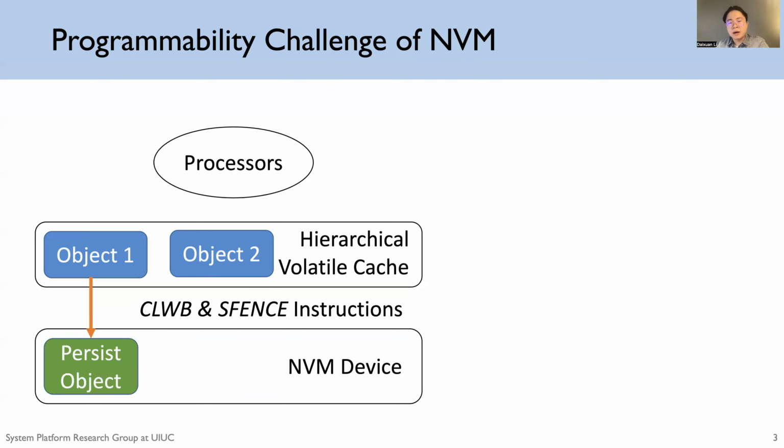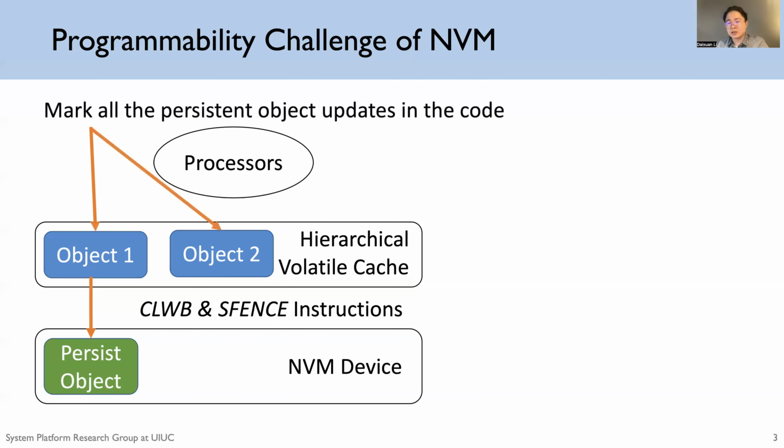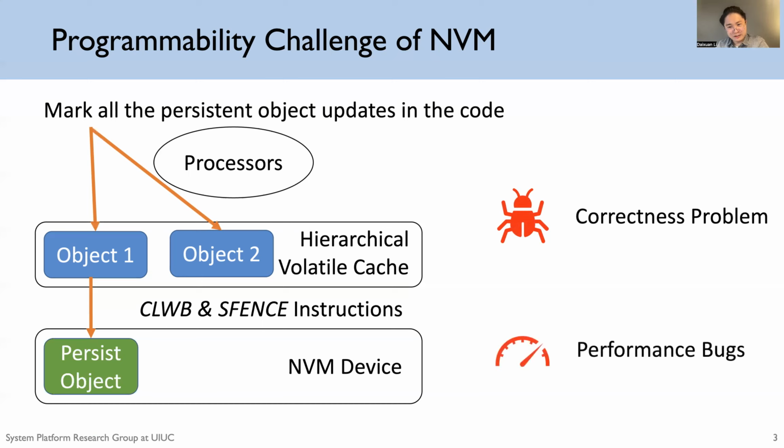We also need to mark all the persistent updates in the code to track each object update that needs to be persistent. This must be done very carefully because if we miss a single one, there will be correctness problem because we do not persist all the target updates. If we have redundant instructions, there will be performance bugs because we suffer from redundant flush. So programmability of non-volatile memory is still the biggest challenge you can see.